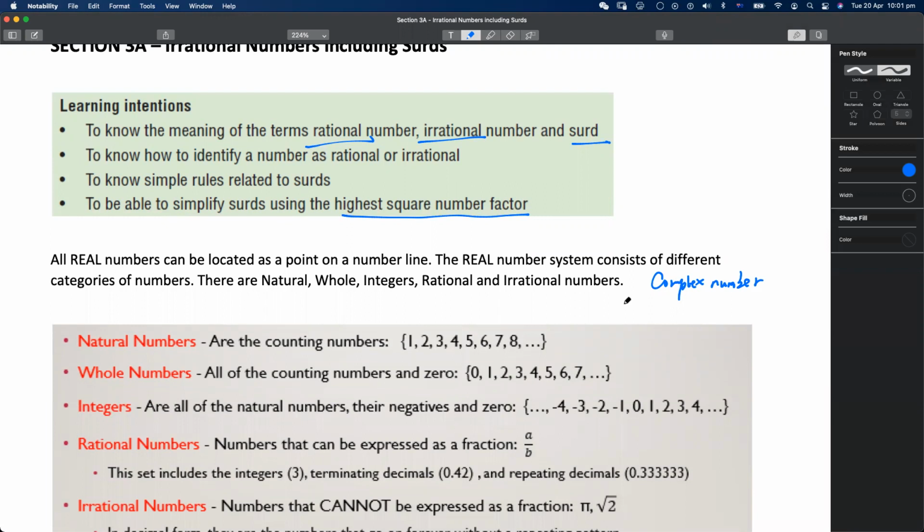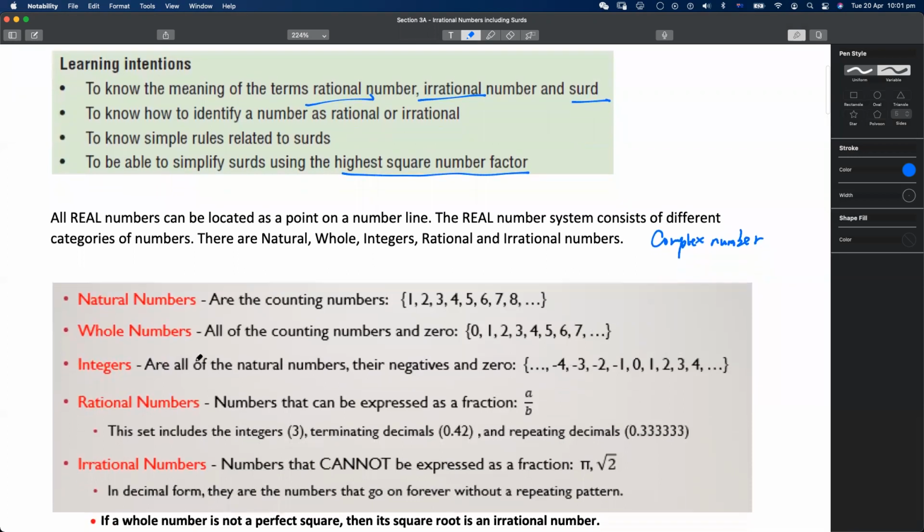Natural numbers are the counting numbers. If you count the numbers 1, 2, 3, 4, 5, 6, 7, and 8, and so on, those are called natural numbers. And you have whole numbers. On top of those counting numbers, you've got this 0. And integers are all of the natural numbers, their negatives and zero. So you've got those parts for whole numbers, and you've still got negative parts. So positive whole numbers, negative whole numbers, and 0.